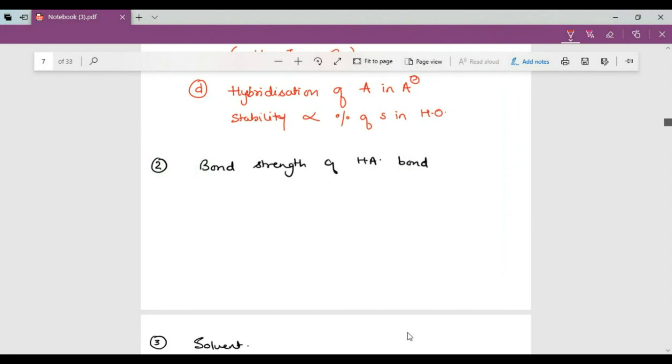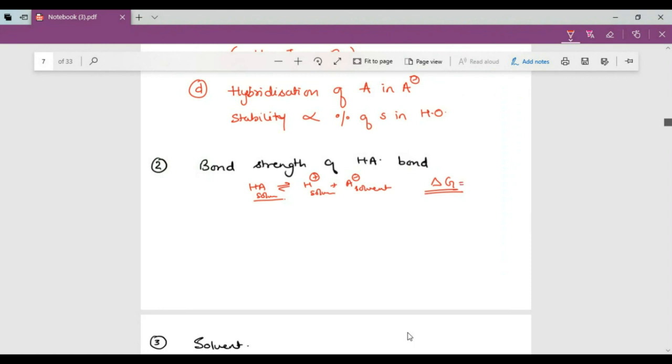Now, why do I talk about the bond strength of HA? Well, when I talk about this equilibrium, I'm not writing everything, but I still need to write solvent. So if I take this reaction forward, I have to break the HA bond. Equilibrium is controlled fundamentally by delta G. Delta G involves the free energy of the products as well as the reactants.